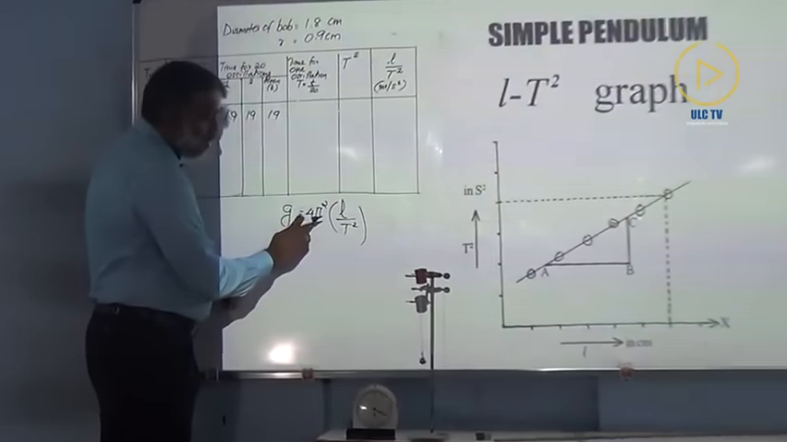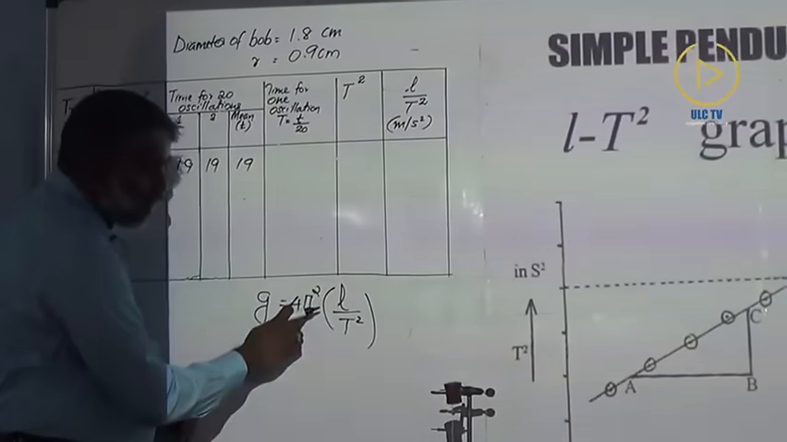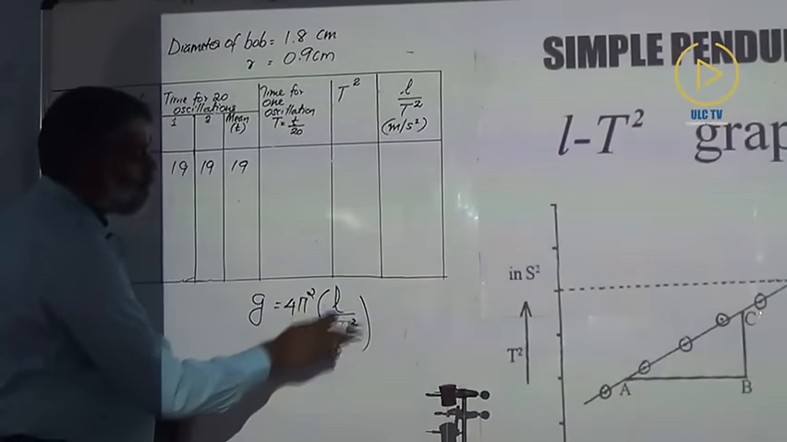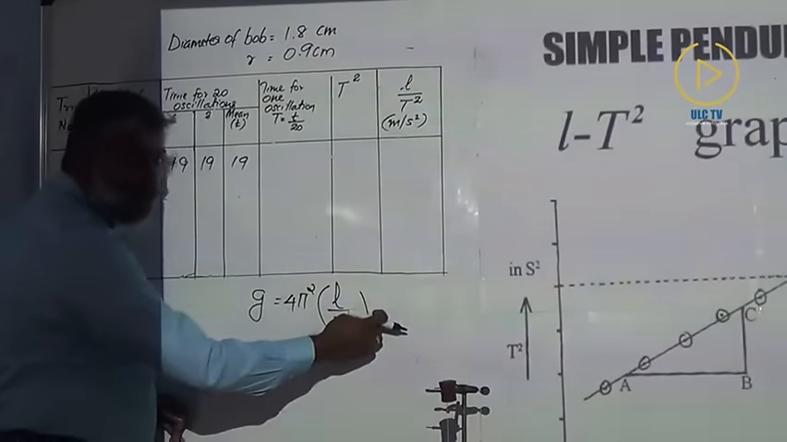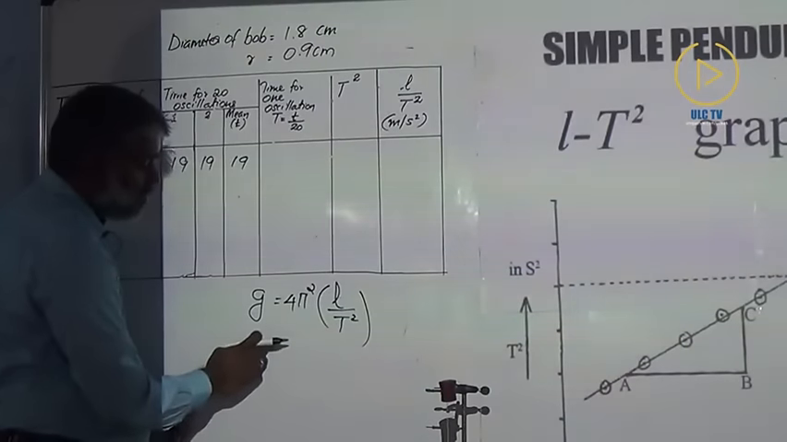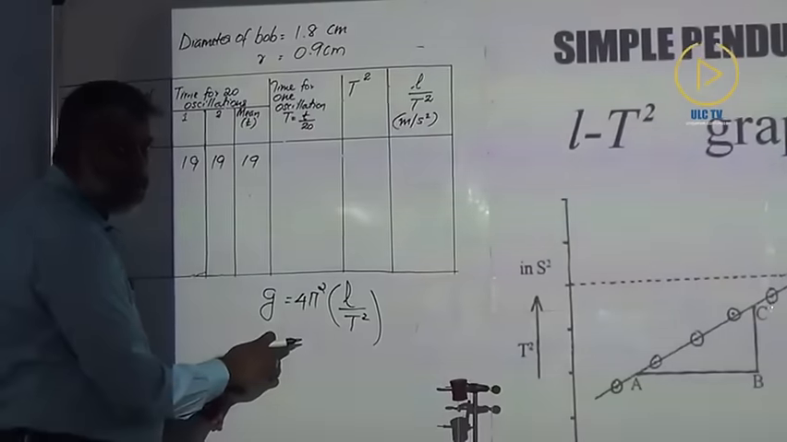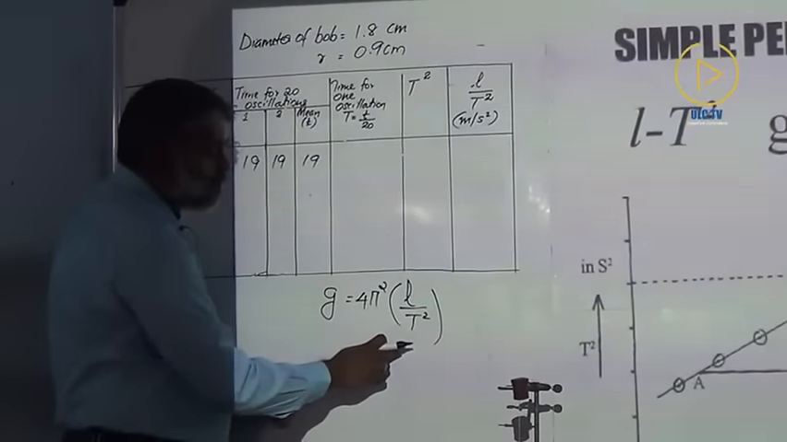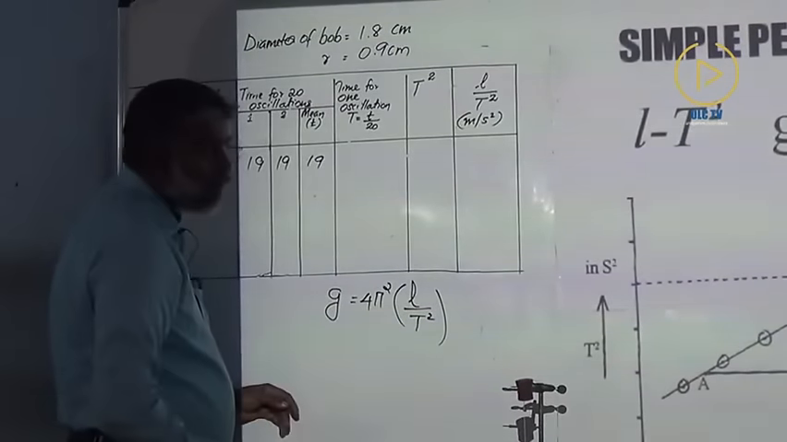4 into 3.14 square into L by t square. The mean value of L by t square we have calculated already. So its value is substituted. So we get the value of g. The value will be very close to 9.8 meter per second square.